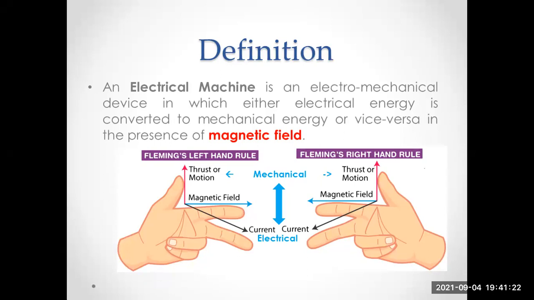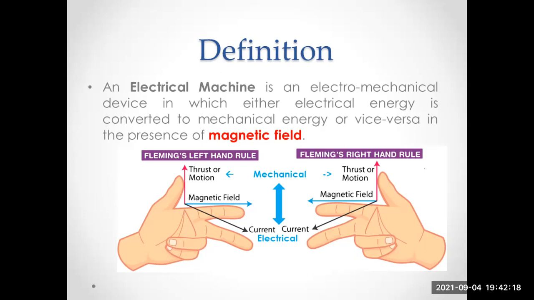Then always the index finger represents the magnetic field. The middle finger always represents some sort of electrical quantity, maybe voltage, maybe current. And the thumb will always represent some sort of mechanical quantity, like thrust or motion, force, torque, etc. And your index finger always will represent the magnetic field, irrespective of the right hand rule and left hand rule. So that you should remember.